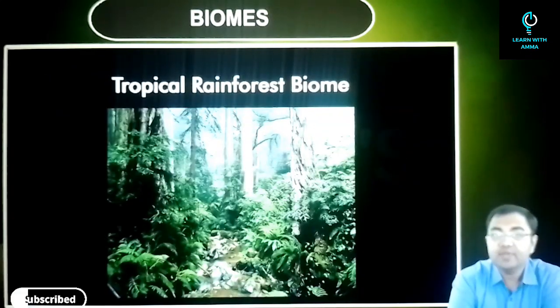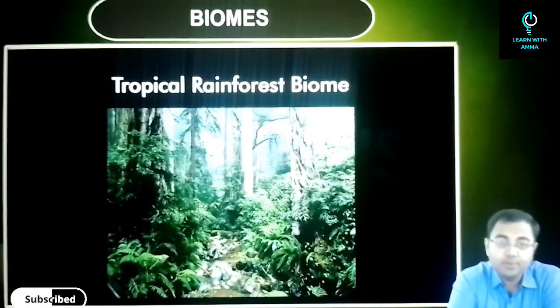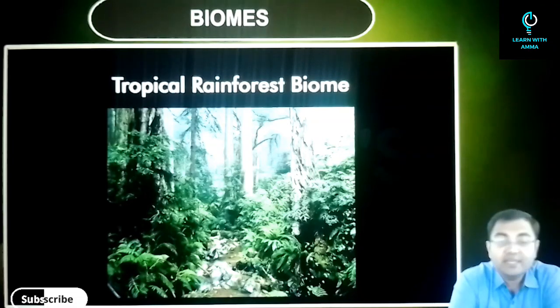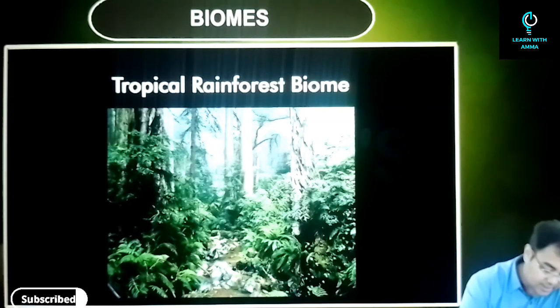So the first one that we have is the tropical rainforest biome. And as you can see in the pictures, these will be forests which are very dense. These will be forests where the tree height will be very high. You will see that the trees would grow up to 40 to 50 meters.